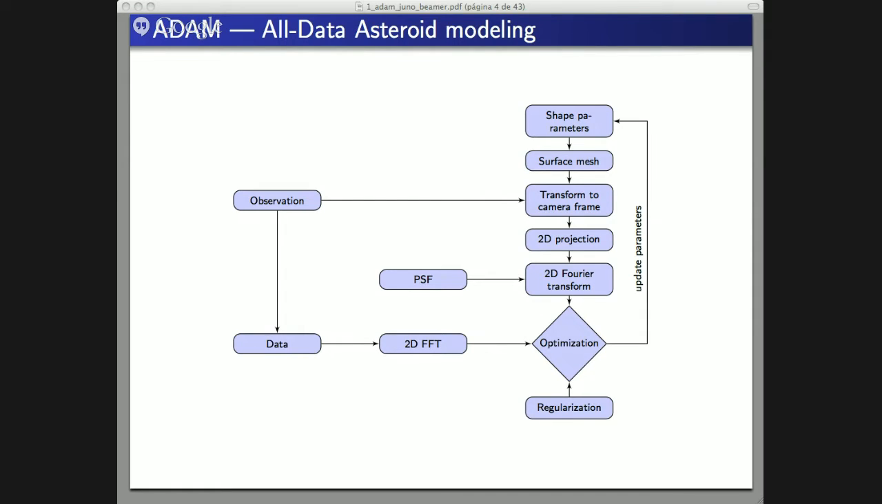And then we update parameters and start again. So the main important feature is the Fourier transform.